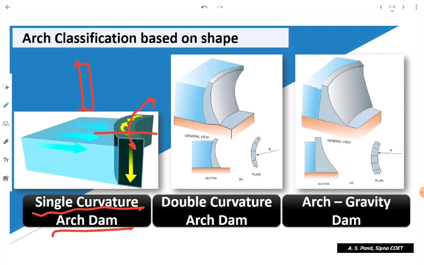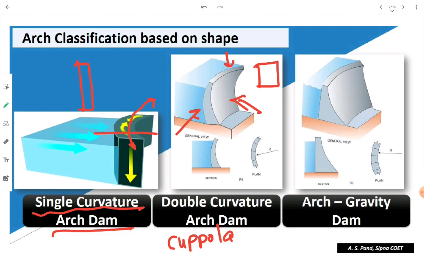Then the double curvature arch dam, which is also known as a cupola dam. The Idukki dam in Kerala, India, is a cupola dam or double curvature arch dam. You can see the curvature in plan and also in section, but in the front view it will appear as a rectangle only. It acts as a two-way curved arch dam. There are two curvatures introduced in the double curvature arch dam, which is called a cupola dam.